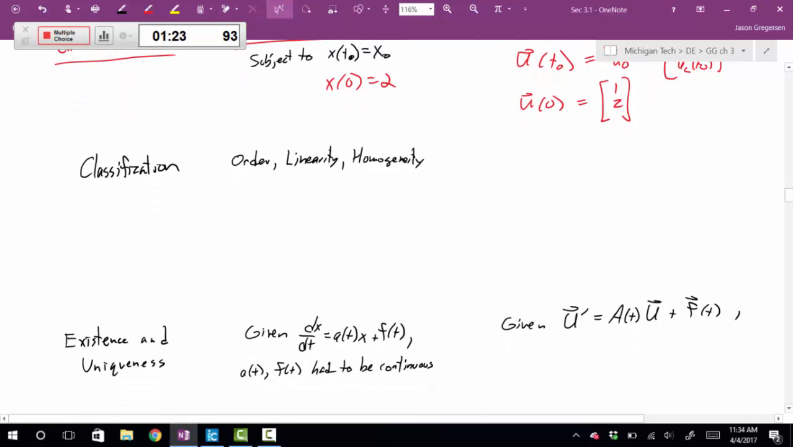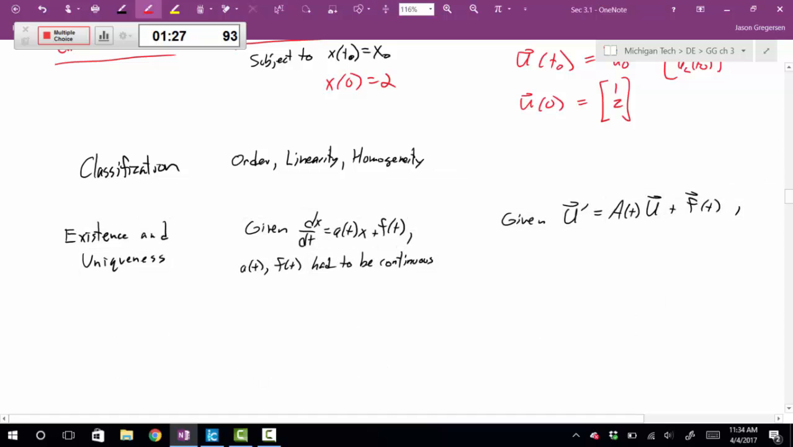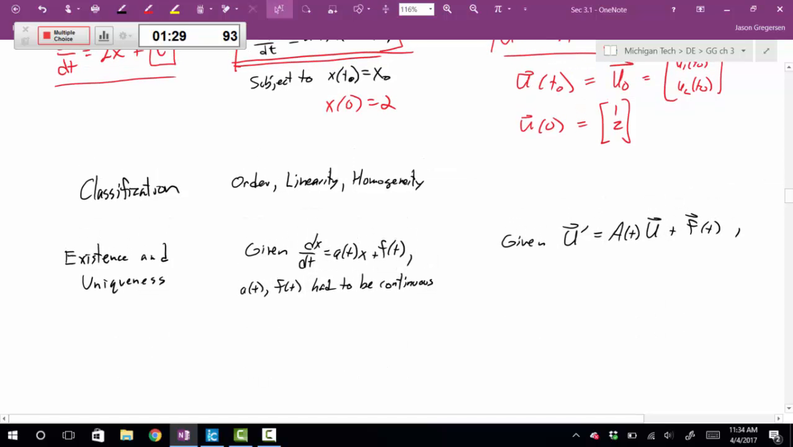The next thing we did was existence and uniqueness. All right, everyone's favorite. We have this rule for first order differential equations. There's our standard form with our a of t and f of t. We had some theorems, but the net result of all those theorems was there did exist a unique solution pretty much everywhere where a of t and f of t were continuous. That was the net result.